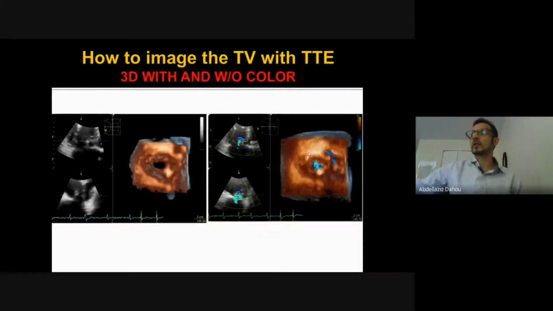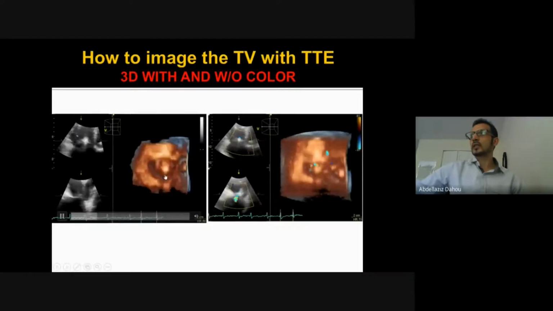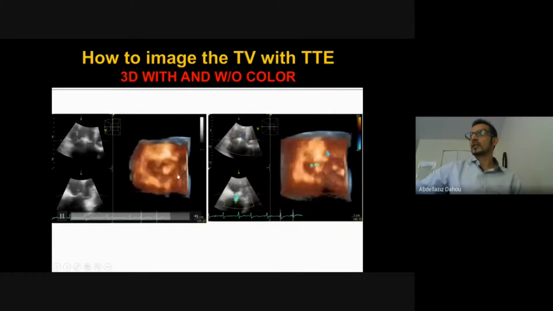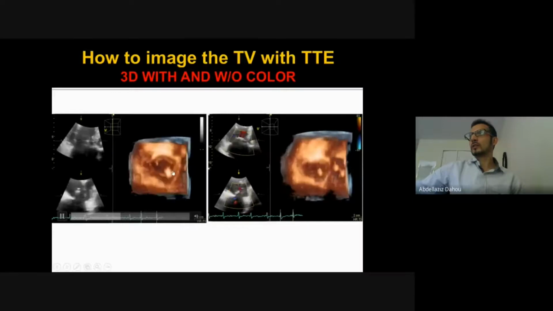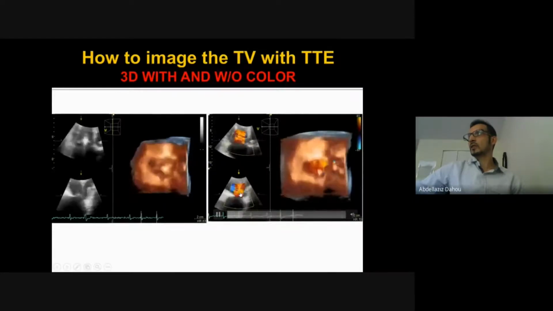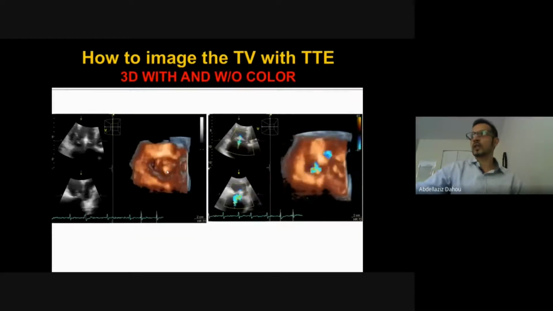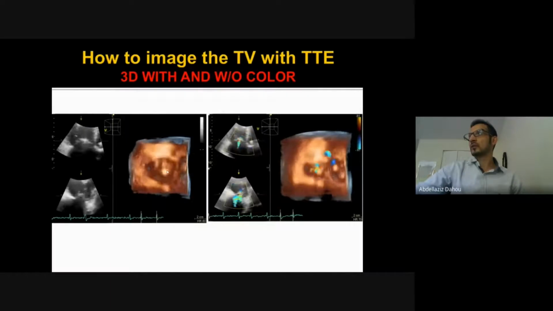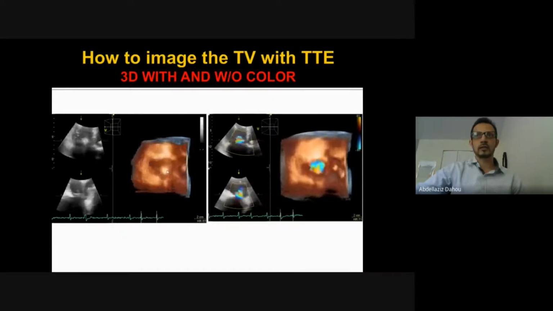An example here with the 3D image acquisition from transgastric showing interaction between a lead and the leaflet. The lead is located here in the posterior septal commissure. This is the anterior leaflet, the septal and posterior. You can put your color. This is a case of TR caused by the interaction between the lead and the leaflet, and it cannot be treated with transcatheter devices or surgery unless the lead is extracted.